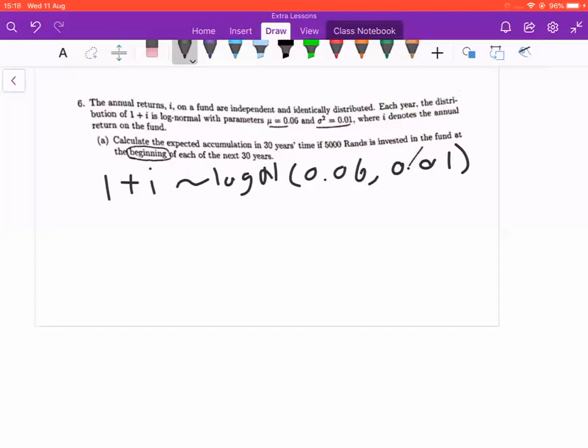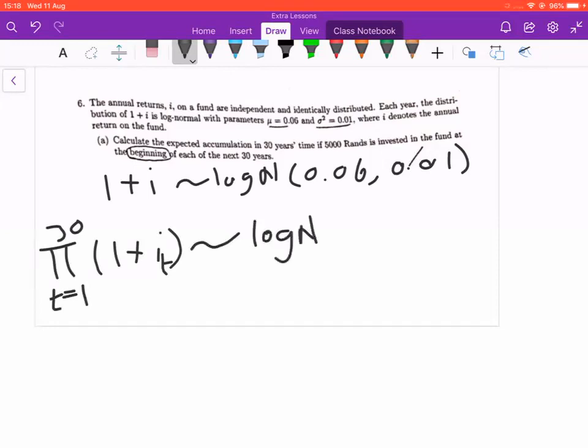I hope you guys have tried it. This is how I would do it. To calculate the expected accumulation after 30 years, we know that the product of 1 plus i_t, with t from 1 up to 30 years, is going to have a log normal distribution with parameters 30 times 0.06 and 30 times 0.01.